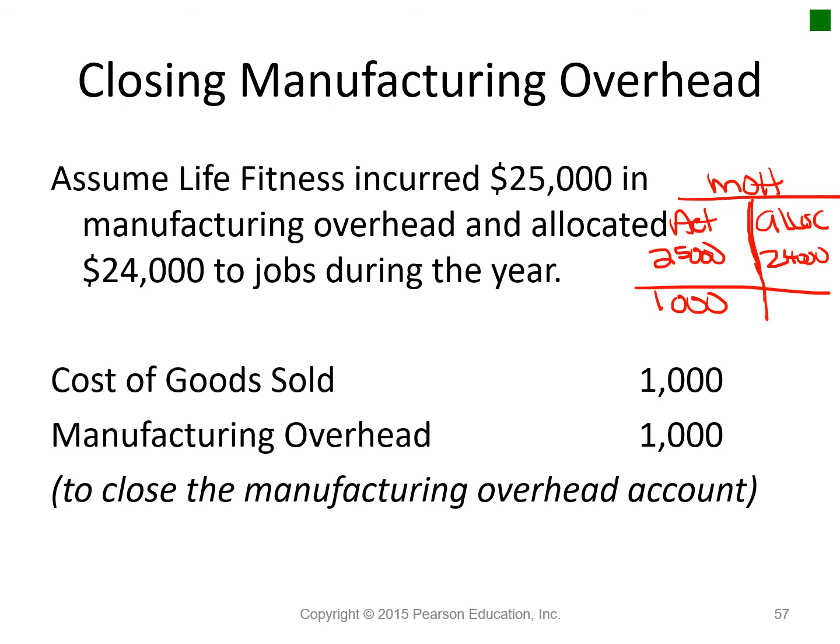In this case, it looks like we are underallocated. So to close out this overhead account, to make this go to zero, we're going to have to credit the overhead account. In this case, like I said earlier, we're going to be debiting cost of goods sold.